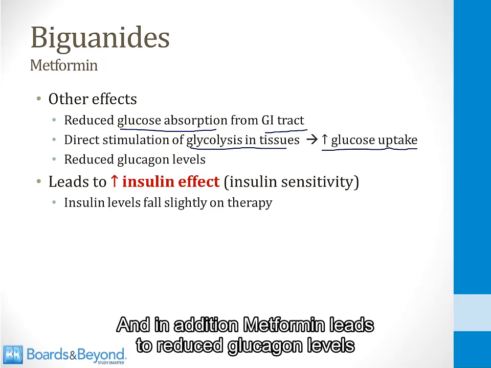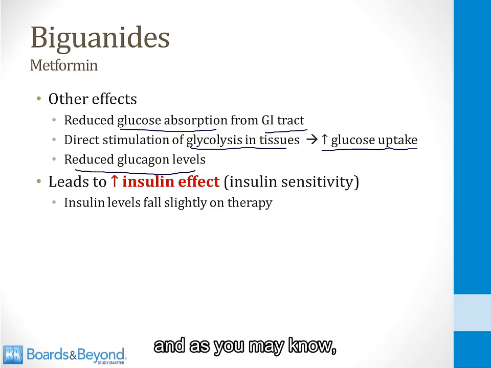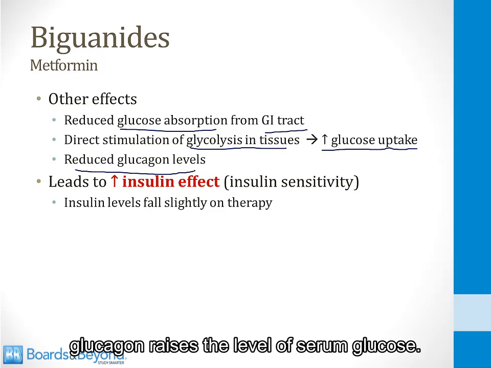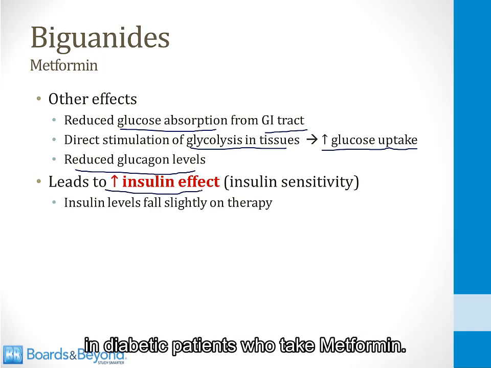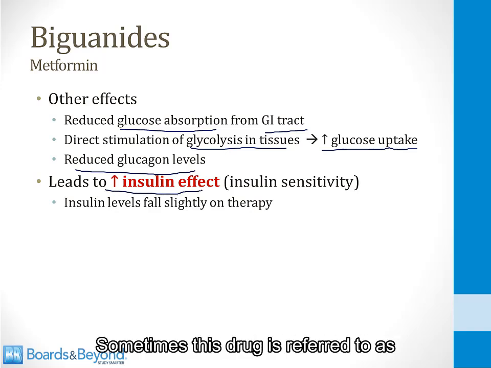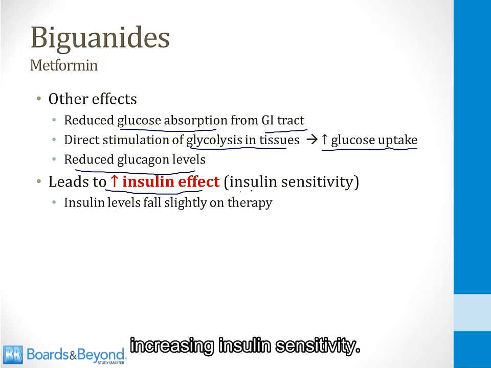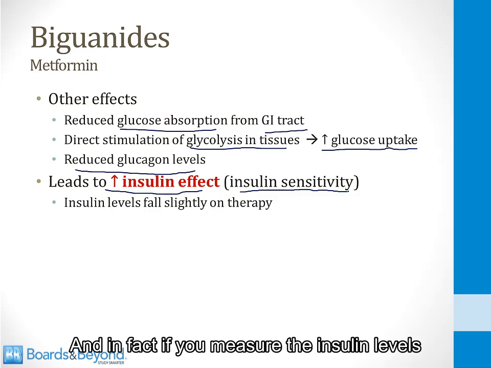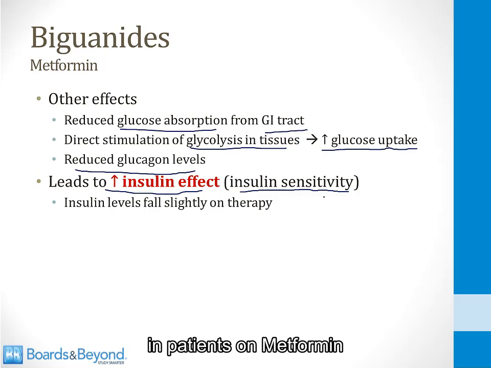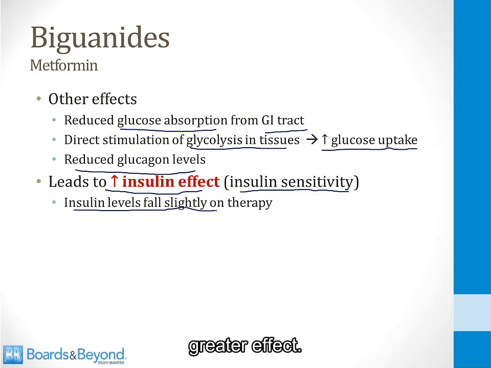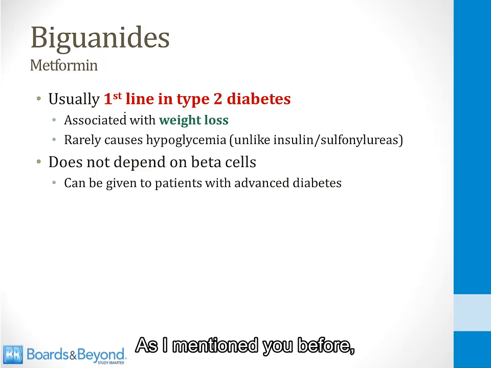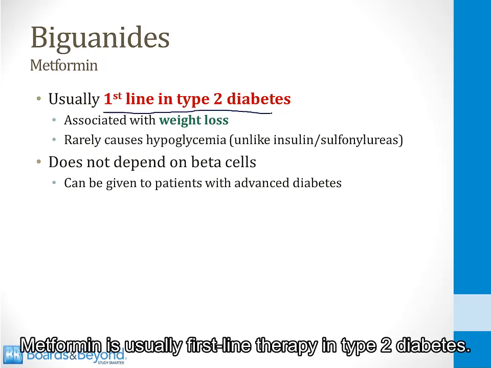And in addition, metformin leads to reduced glucagon levels, and as you may know, glucagon raises the level of serum glucose. All of these effects combine to lead to an increased insulin effect in diabetic patients who take metformin. Sometimes this drug is referred to as increasing insulin sensitivity. And in fact, if you measure the insulin levels in patients on metformin, you will see that they fall slightly because insulin is having a greater effect. As I mentioned to you before, metformin is usually first-line therapy in type 2 diabetes.